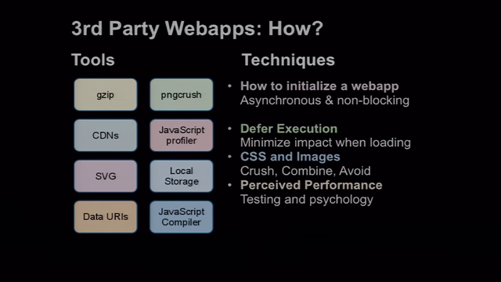We're going to talk more about techniques particular to web apps that are running a lot of JavaScript. So we're going to talk a little bit about JavaScript profilers and compilers and some of the latest browser APIs that you can use, like local storage, vector graphics, data URIs. We're going to spend most of our time talking about the techniques we've developed with the Meebo bar.